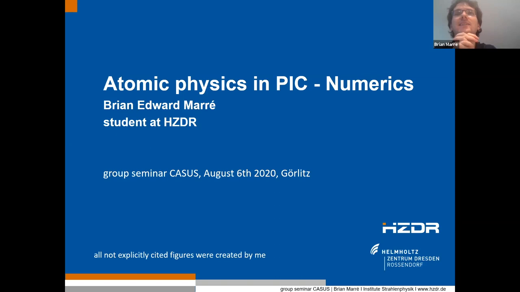He's been starting his work on including atomic physics in particle-in-cell. So these are two things. First of all, particle-in-cell, which unfortunately we haven't yet had an introduction to. That's a very specific technique to simulate plasmas at very high energies, and it's a particle-based technique. It's called particle-in-cell, it's just a numerical description. I haven't included an introduction. Wonderful, but repetition is always good.